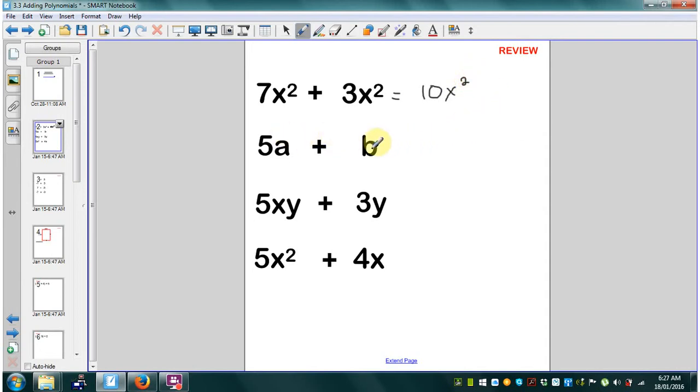This one, 5a plus b, different terms, unlike terms. That's as simplified as this can go. We have to leave it as it is. 5xy plus 3y. Even though we have y's here, this is an xy and this is a y, so they're actually unlike terms, so you can't put them together. And 5x squared plus 4x, again, x squared and x, they are not exactly the same, so you cannot put them together. Okay, so no need to write that down. I just wanted to quickly go over that again, and then we'll move on.